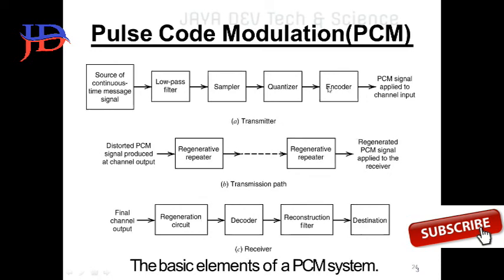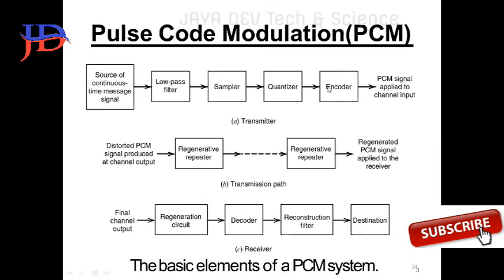After completing the sampling, the signal is quantized. After the quantizing, security is added, like encrypting or decrypting. For encrypting, so that no one can steal the signal, we use encoding. Finally we get the output signal, the PCM signal, applied to the channel input.